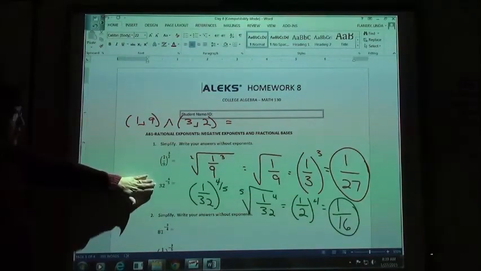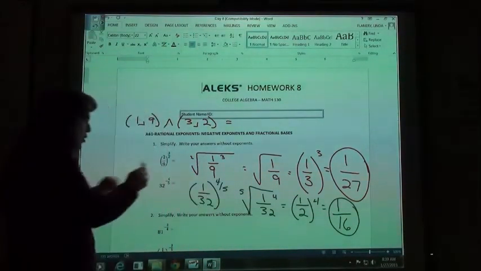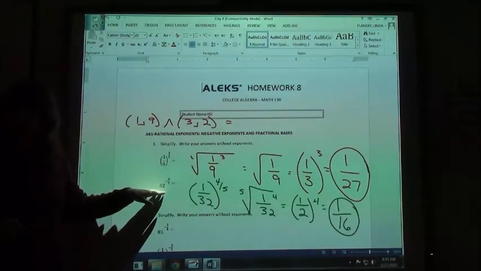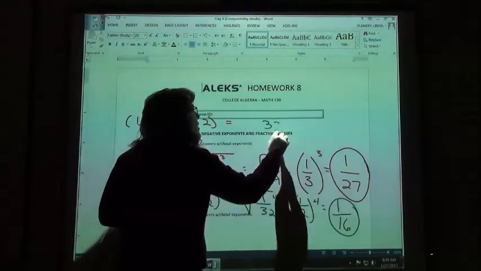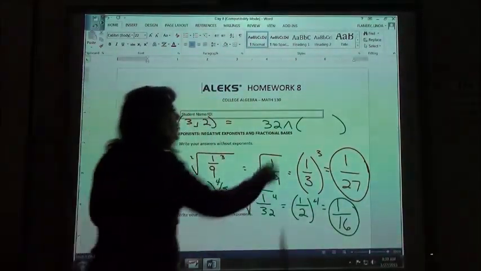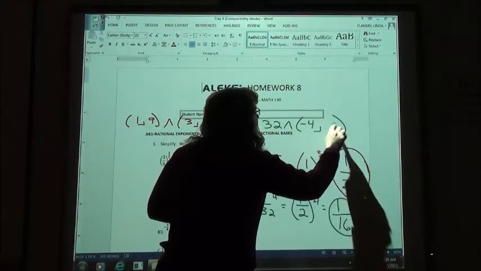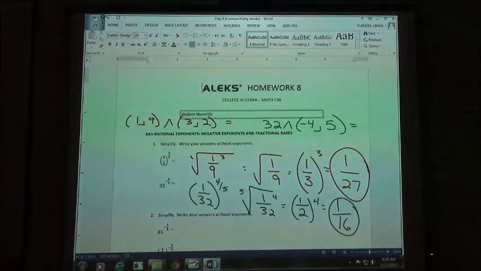Same thing, if you would want to type that in and check it with your calculator, the 32 you don't necessarily need parentheses around because it's not a fraction. You could use them if you wanted to, but 32 caret, and then in parentheses, you're going to do the negative 4/5 power. It should give you 1/16.